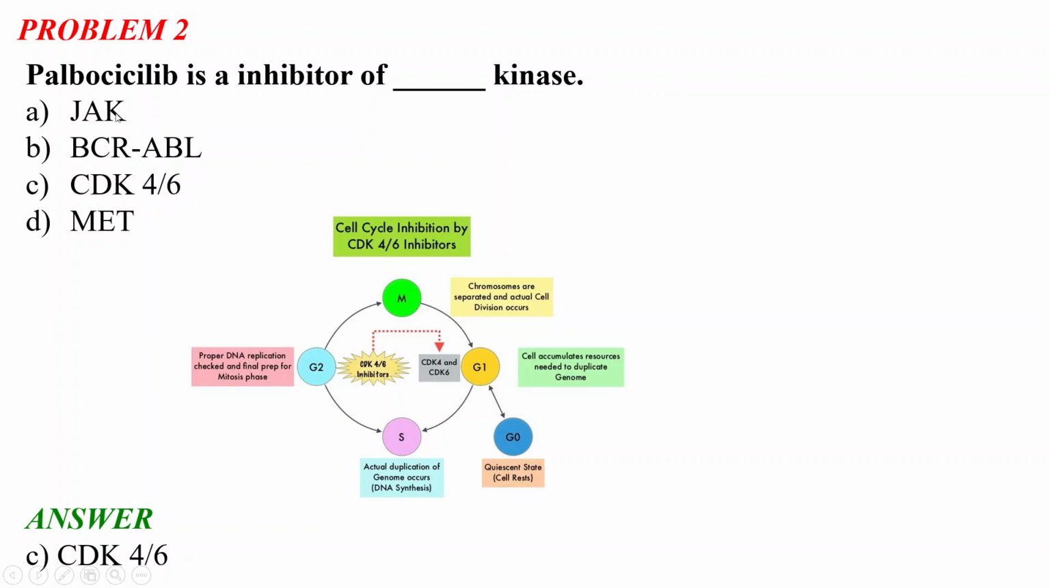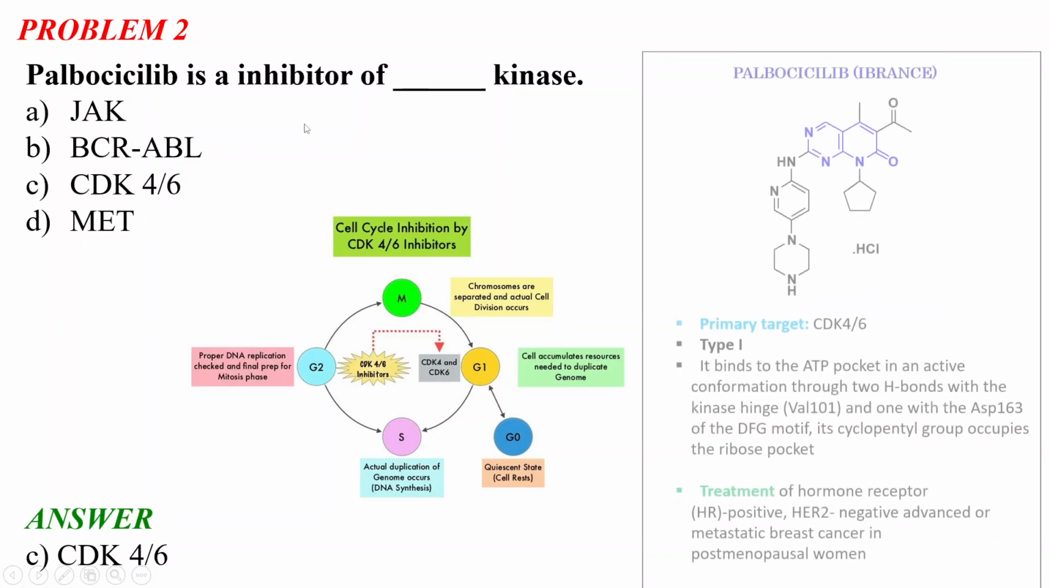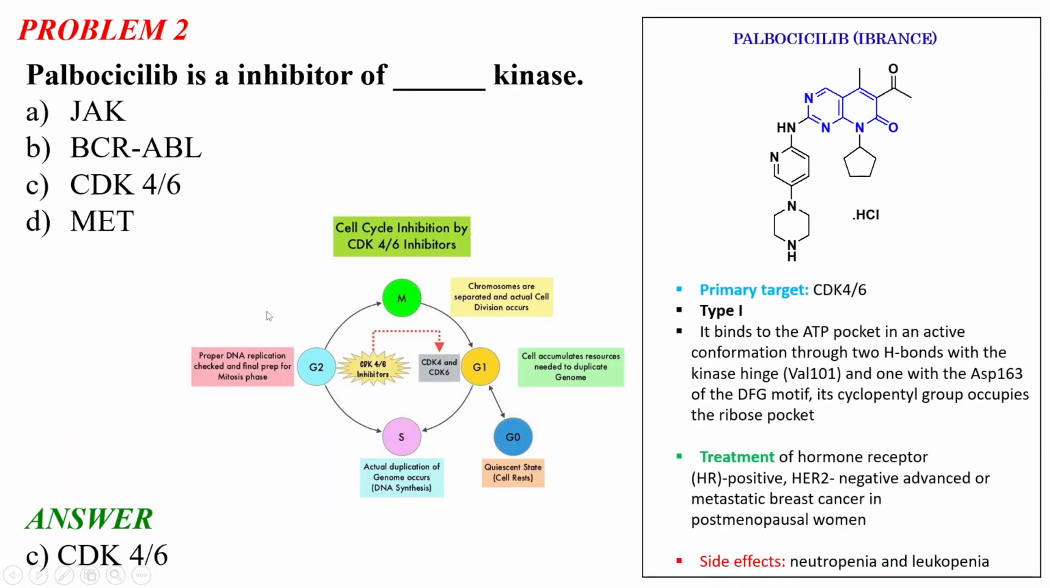kinases, CDK 4/6 kinase, and all these kinases can be targeted as drug targets for the treatment of various kinds of cancers. Such a drug is palbociclib, which is a kinase inhibitor for this CDK 4/6 kinase family. Okay, so this is the structure of the palbociclib kinase inhibitor, and Ibrance is the commercial name for this drug.